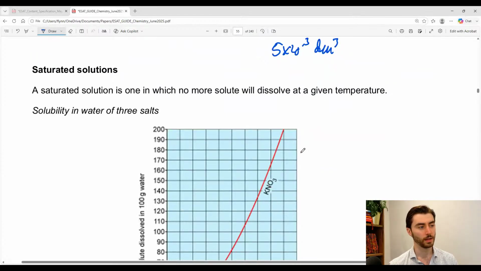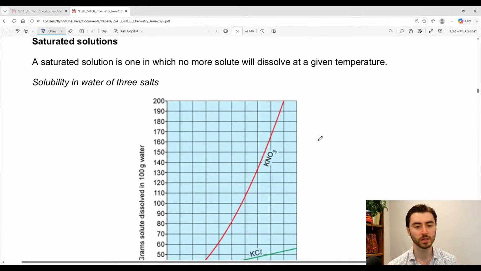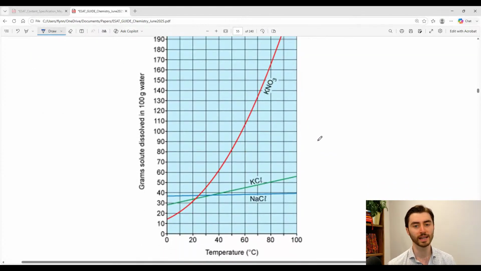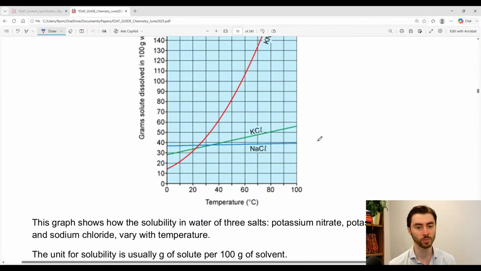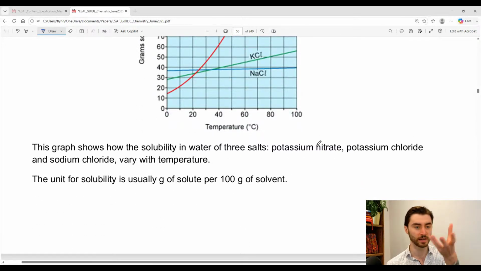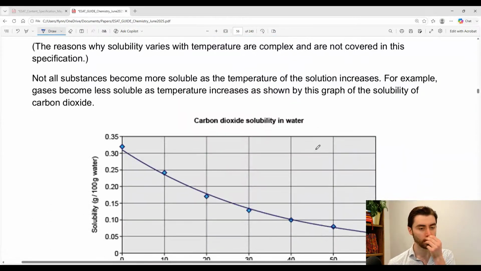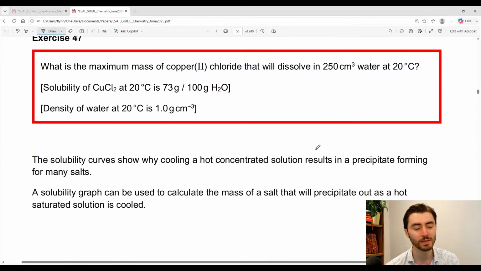Okay. Saturated solutions are fully dissolved. So if you try to add any more, then no more will be able to dissolve beyond that point. It will just settle to the bottom. Solubility curves, you don't really see them that much.